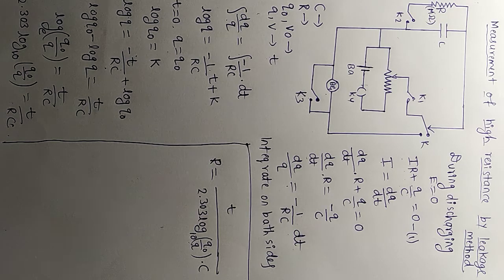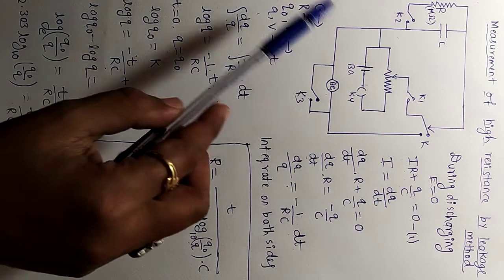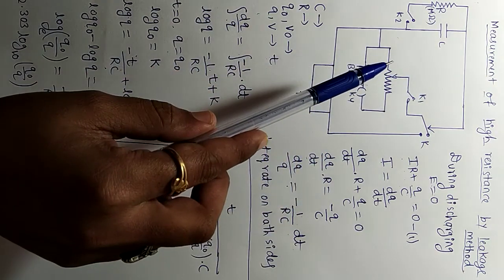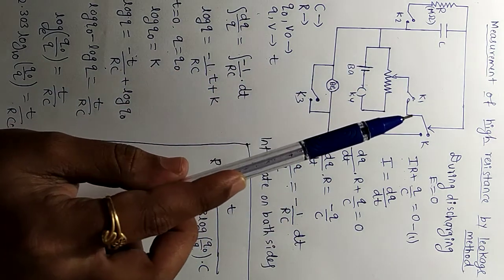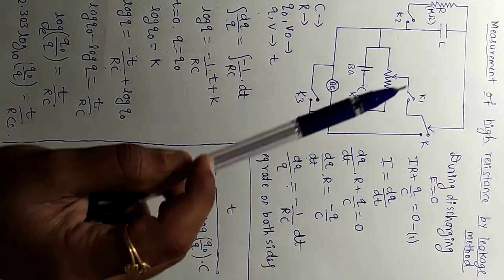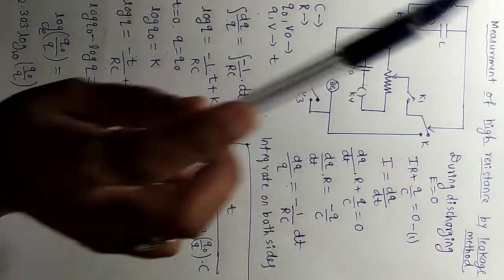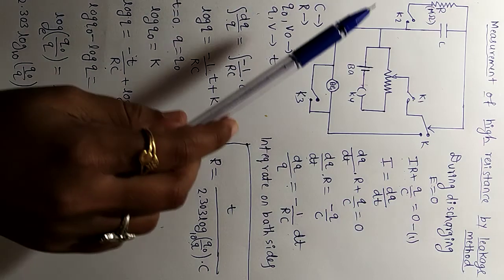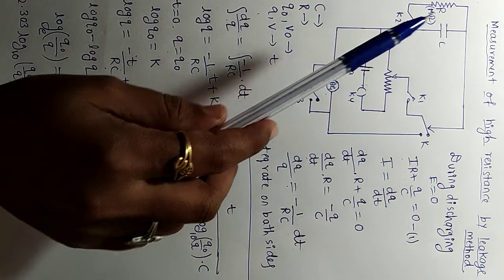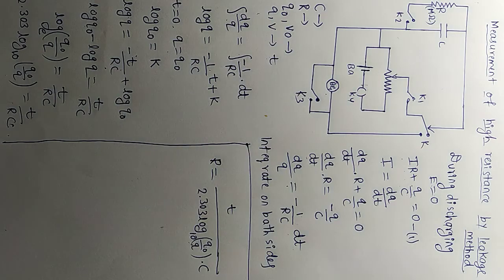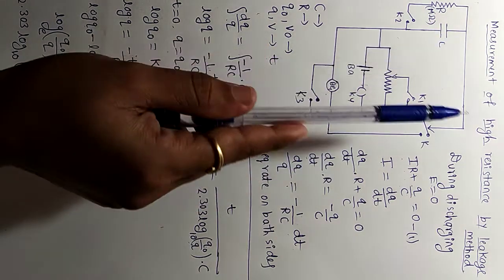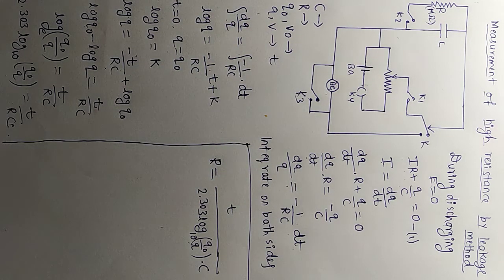So this is the first part of this experiment, that is the measurement of high resistance by the leakage method, having this circuit diagram. What is the speciality of this circuit diagram? This is a type of RC circuit because it contains a resistor and capacitor. When we close all the keys, the current starts to flow. At the same time, the capacitor starts to store the charges.